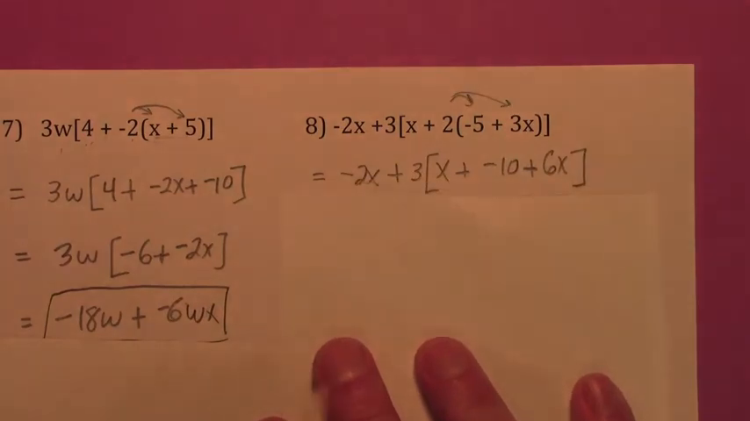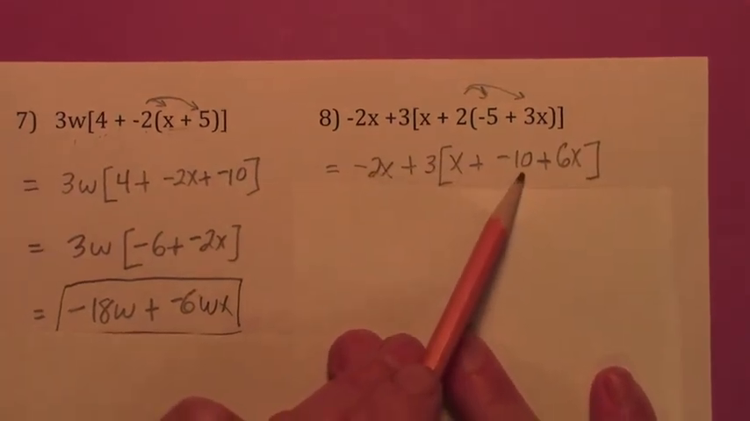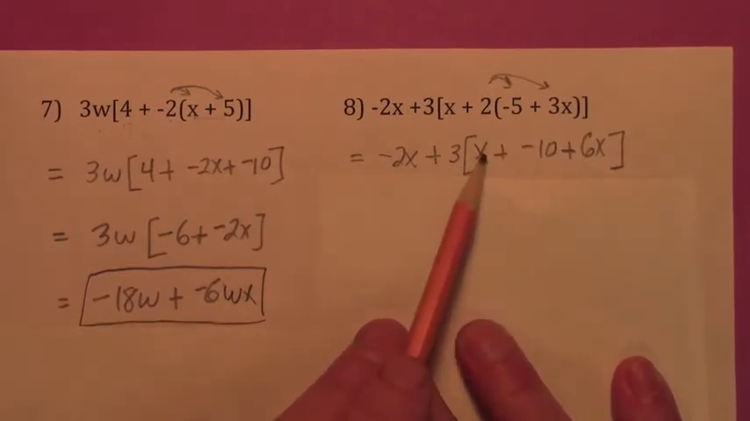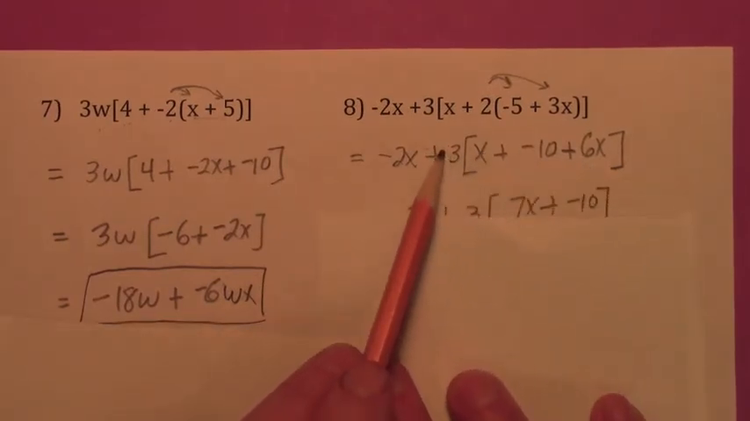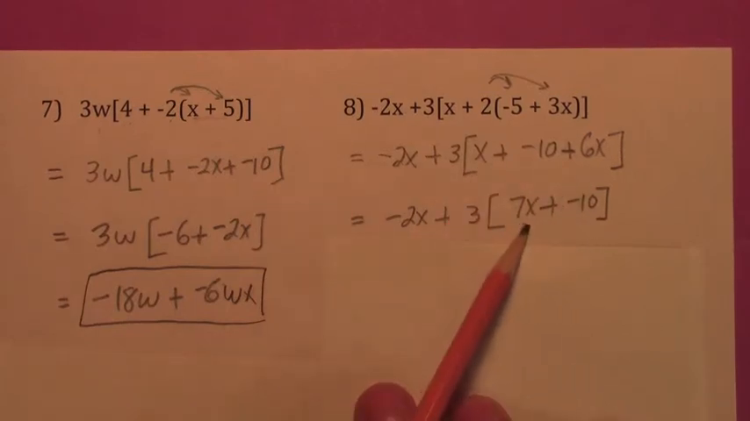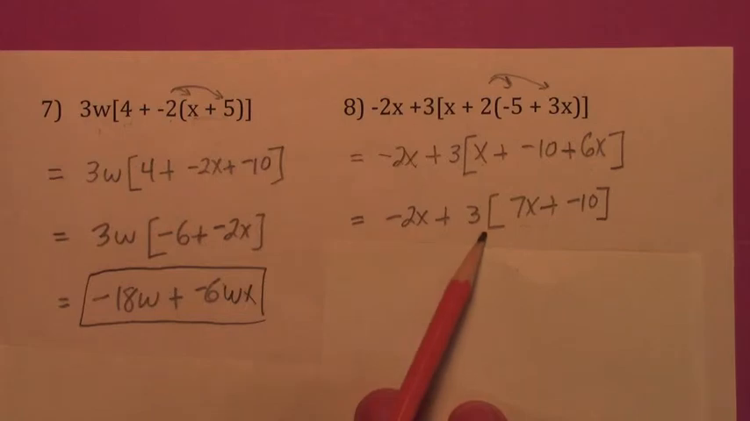So you get this. You get a negative 10 plus 6x there. And the x stays there. You write the whole problem down. Inside the square brackets, you add like terms. You get x plus 6x, which is 7x. Then we're going to use the distributive law again.